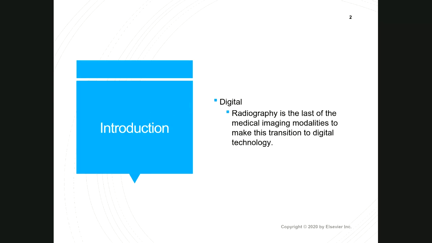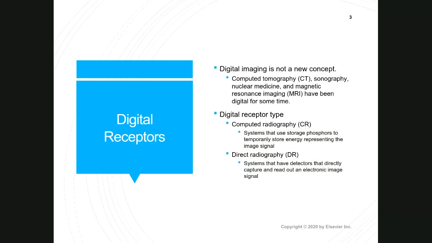And they start off in this chapter telling us that radiography is basically the last of the medical imaging modalities that actually made this transition to digital technology. Multiple other modalities have beat us in that quest for digital, and they reference that it's not a new concept. CT, sonography or ultrasound, nuclear medicine, and MRI have been digital for quite a long period of time.